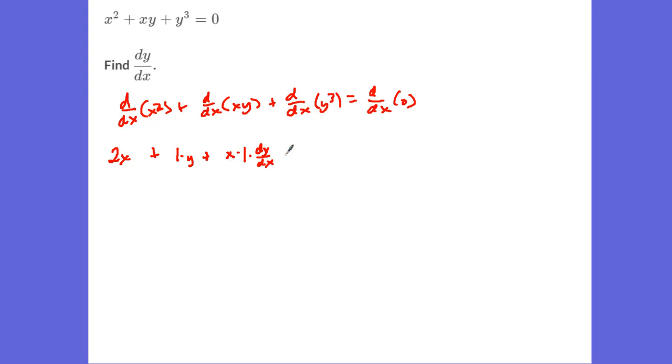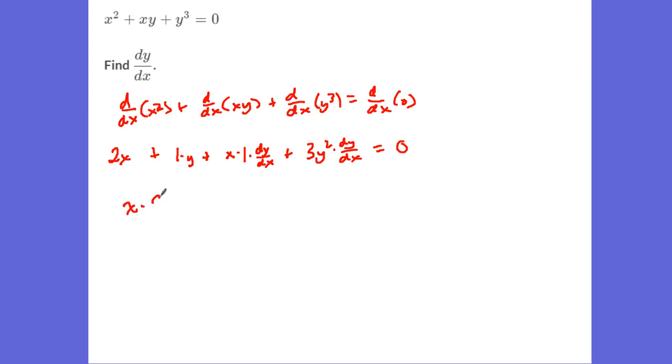And then we have the derivative of y cubed. That's going to be 3y squared, but since it's y, times dy over dx, is equal to, obviously, 0. The derivative of 0 is 0. So what do I want to do? I want to get all my non-dy-dx terms on the other side. I want to keep all my dy dx's on one side.